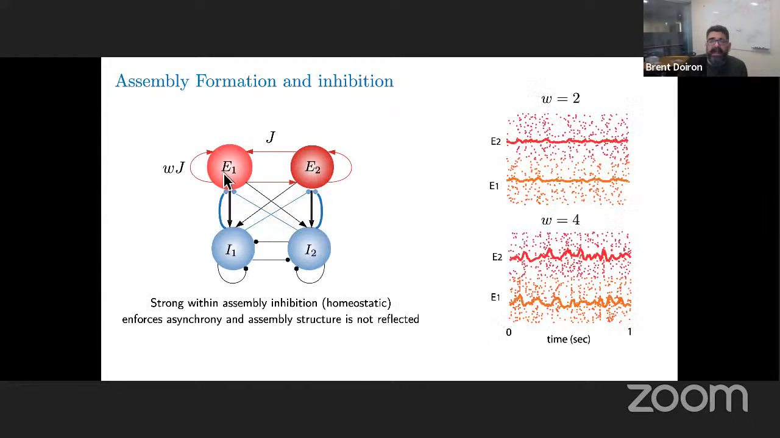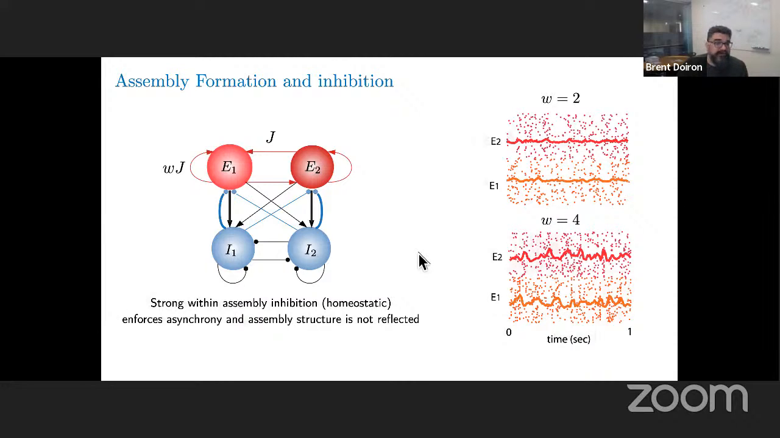So let's play the game where now I have my two assemblies, I'm going to make inhibition assembly specific here, and I'm going to have the inhibition within the assembly block be stronger. So the inhibitory group I1 projects strongly to E1, same for I2 to E2. If we start increasing the assembly structure here, we see that we retain asynchronous dynamics. So even though we have homeostasis, we pay a price in the sense that we don't see the assembly structure that we're embedding into the system by increasing W in the dynamics of the response here.